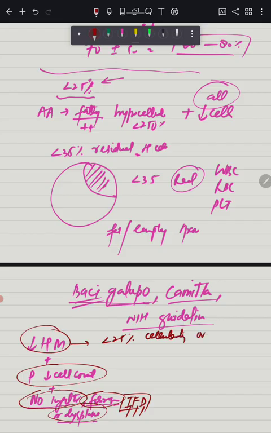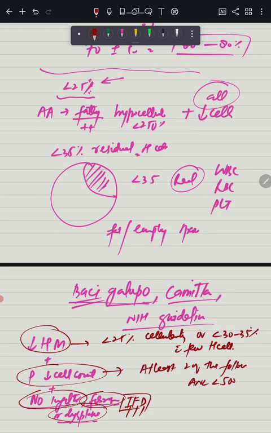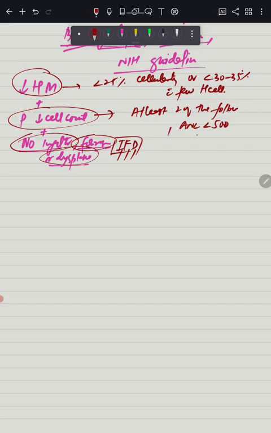or less than 30 to 35% with few hematopoietic cells. Peripheral cytopenia means at least two of the following, that is ANC of less than 500, that's one criteria. Second is platelets less than 20,000 per millimeter cube.